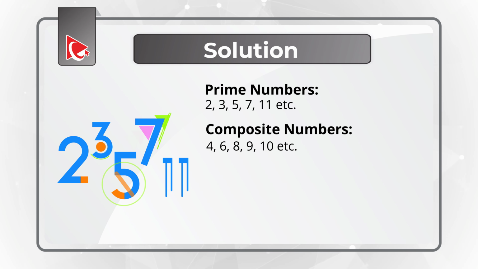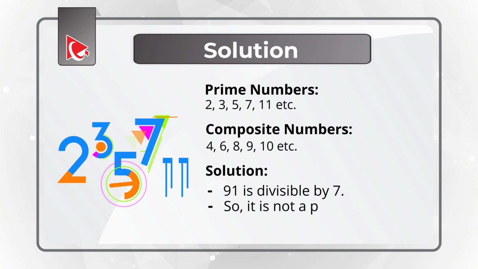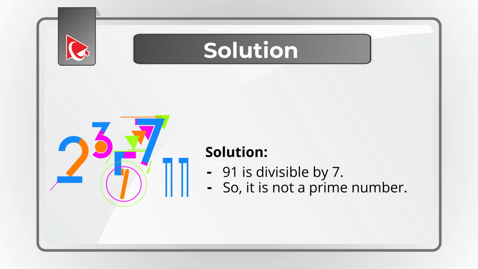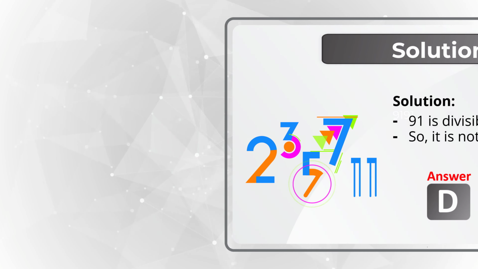As you might have figured out from the numbers presented, 91 is divisible by 7. So 91 is not a prime number, which means that the correct solution is choice D, 91. Hopefully you've nailed this question and now know how to answer similar problems on the test.